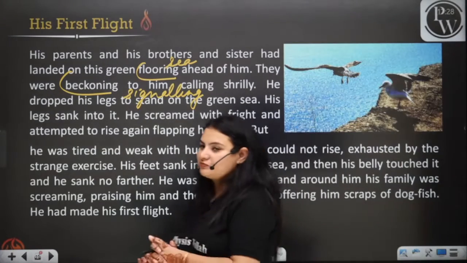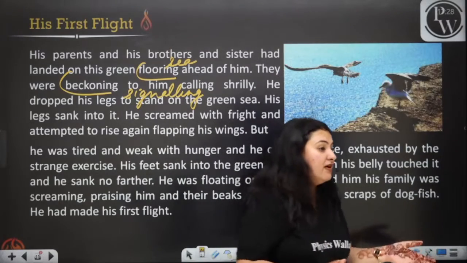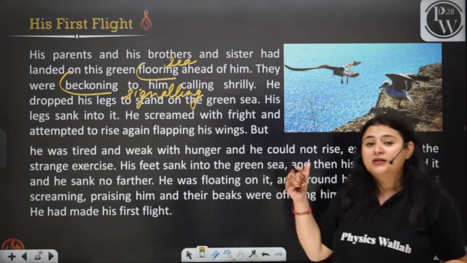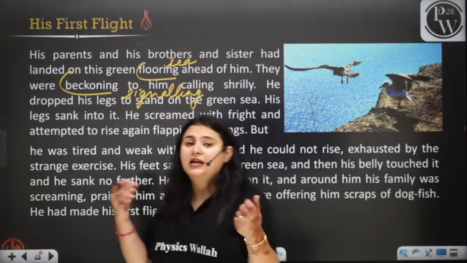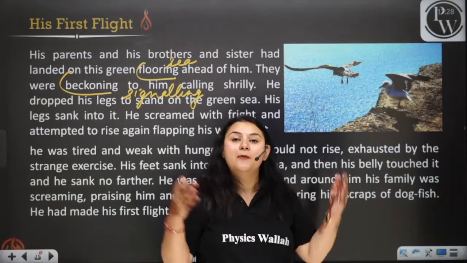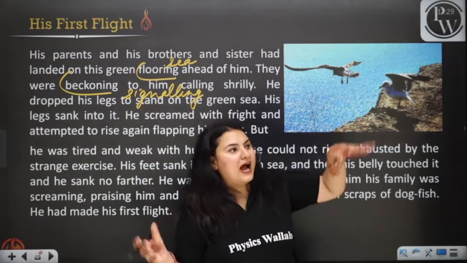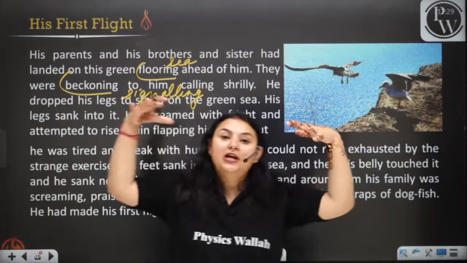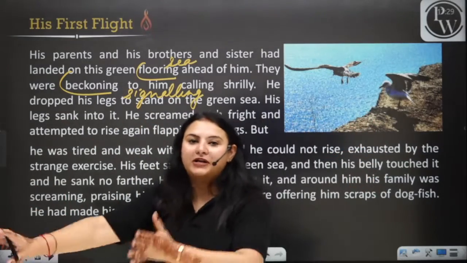Now, obviously, they were his family. They weren't his enemies. They were not giving him food because he wasn't trying to learn. But when he tried to learn, he had actually made his first flight. And he also started floating on the water.